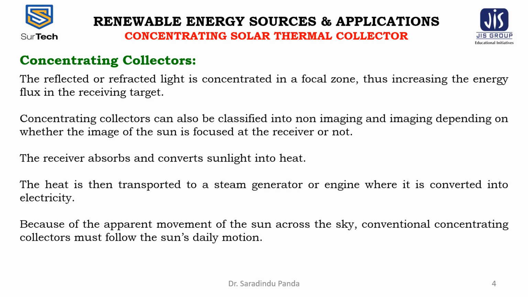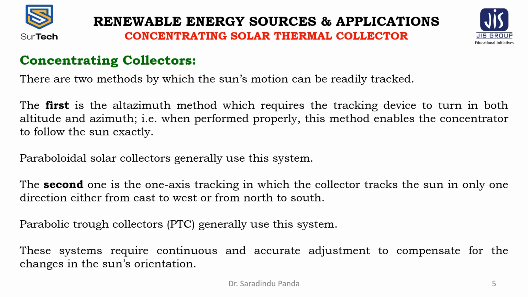Because of the apparent movement of the sun across the sky, the conventional concentrating collectors must follow the sun's daily motion. There are two methods by which the sun's motion can be readily tracked. One is the alt-azimuth method, which requires the tracking device to turn in both altitude and azimuth, such that when performed properly, this method enables the concentrator to follow the sun exactly. Paraboloidal solar collectors are generally used in this system.